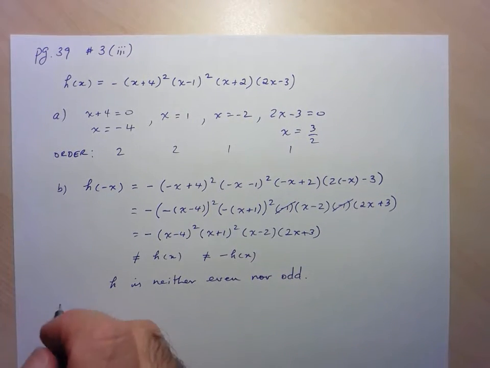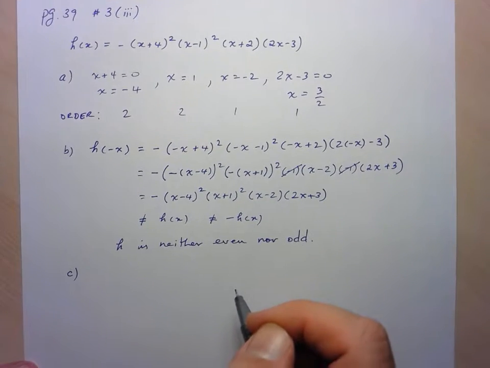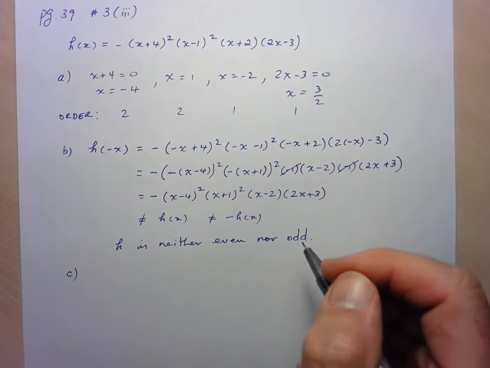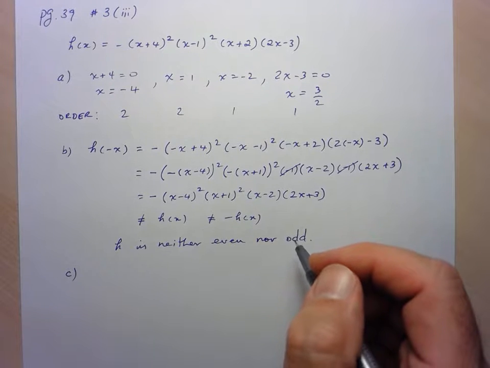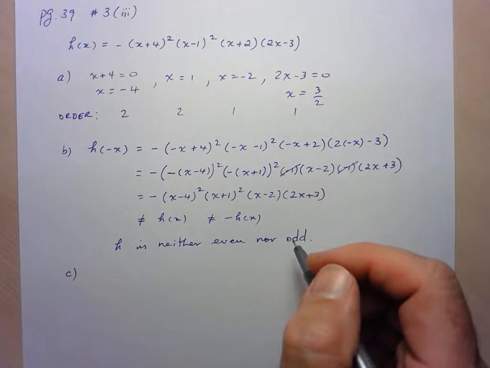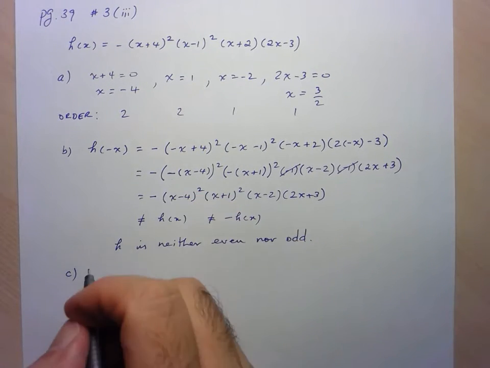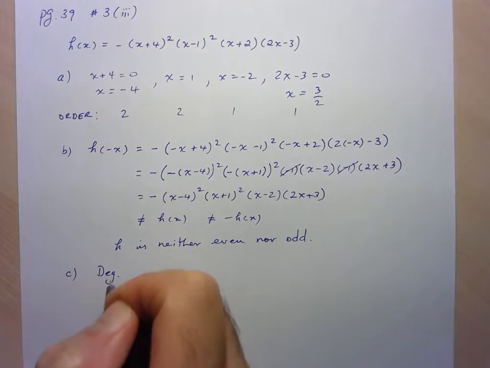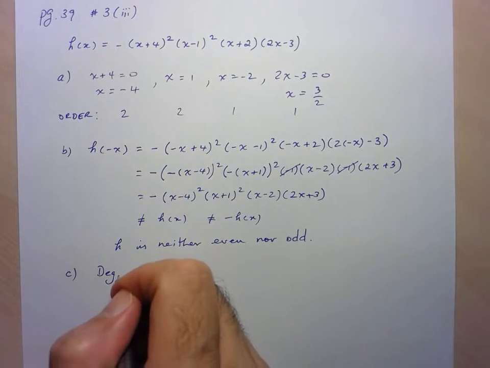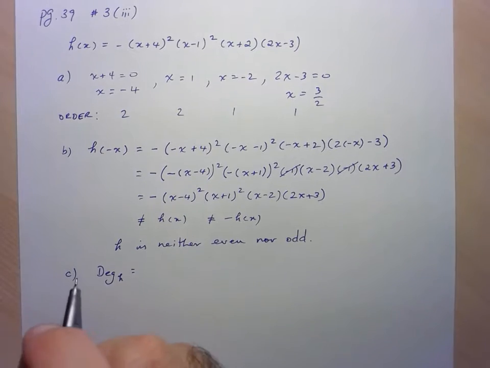Okay, so let's go to C, and I think C asks us to sketch a graph of the function. Now we're going to keep in mind that when we sketch these graphs, there's not going to be much we can say about the maxima and minima unless they occur at the x-axis. So the first thing we have to do is determine the degree of h. Let's figure it out here.